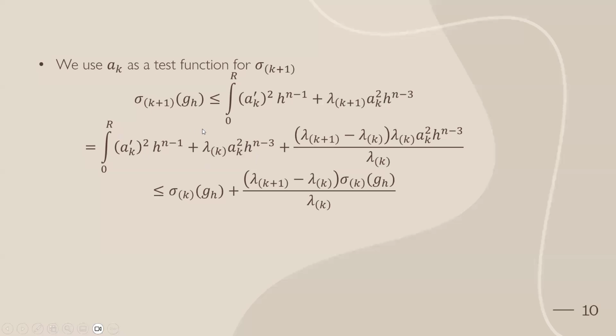So now the first two terms of the integral are equal to sigma k, and the third term, lambda k A squared h^(n-3), is only one part of the variational characterization for sigma k. So this term must be smaller than sigma k. At this point, we only need a little bit of algebra to obtain on the left-hand side of our inequality sigma k plus 1 over sigma k, and on the right-hand side we obtain lambda k plus 1 over lambda k. So this proves our upper bound.